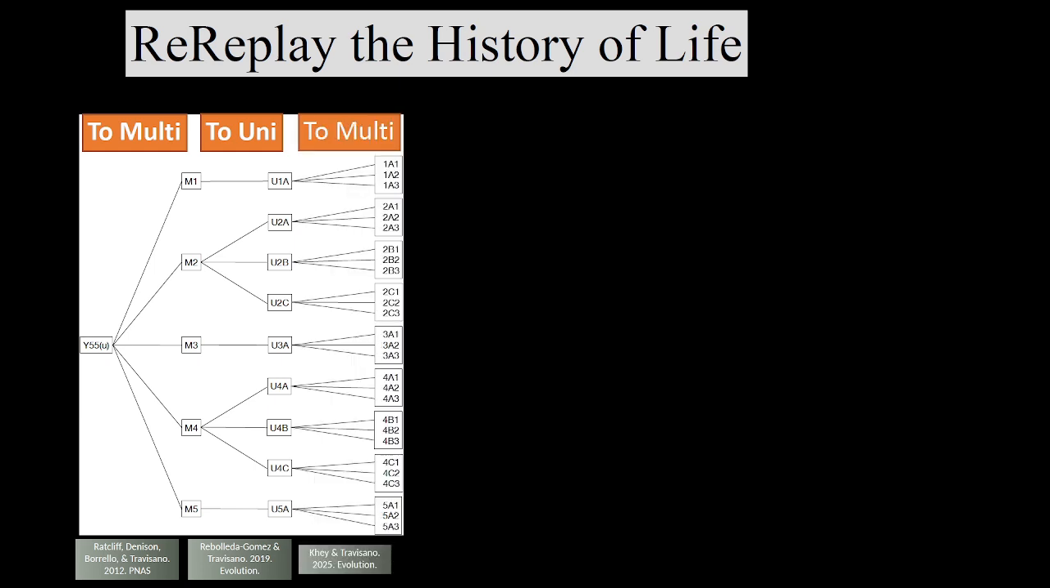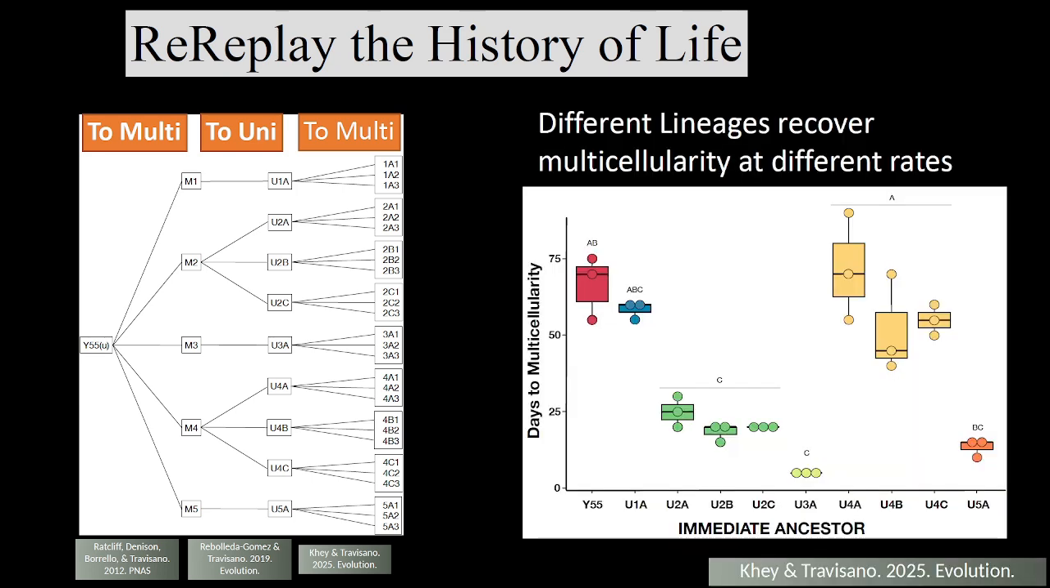And we took those unis and restarted our experiment. We meaning Jolene, the grad student who worked on the project. And she asked, can I evolve multis from those unis which are already evolved from multis? So these are the kinds of experiments you can do with experimental evolution. And this is what she got.